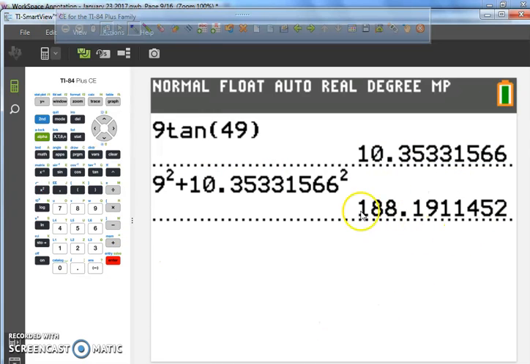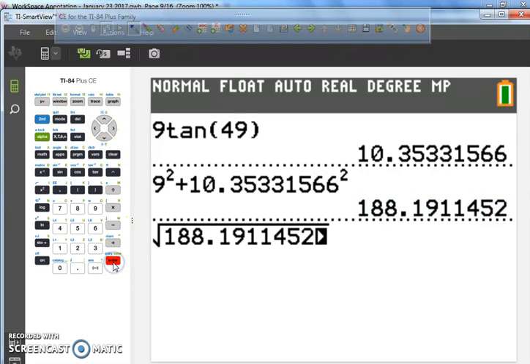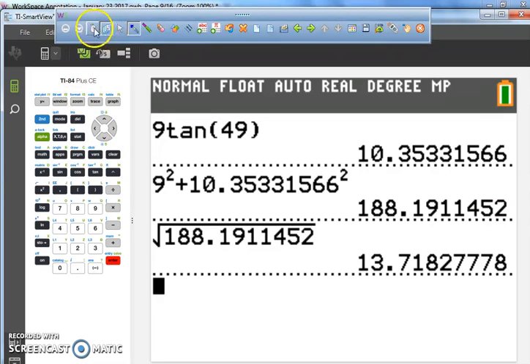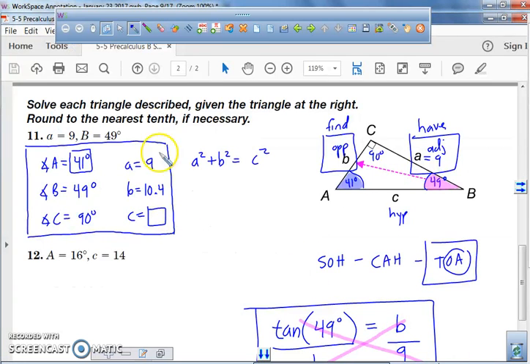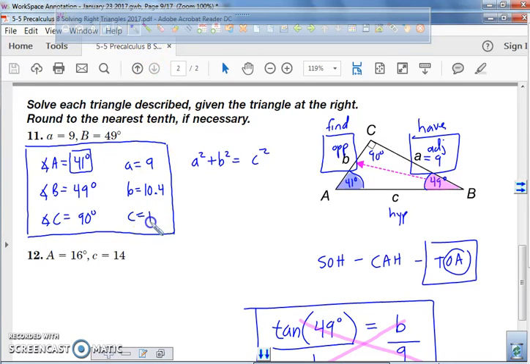And then what are we going to do with this answer? Take the square root, right? Take the square root. And what does that give us? That gives us 13 point what? 13.7. Which means our final answer for C, our hypotenuse, is 13.7.